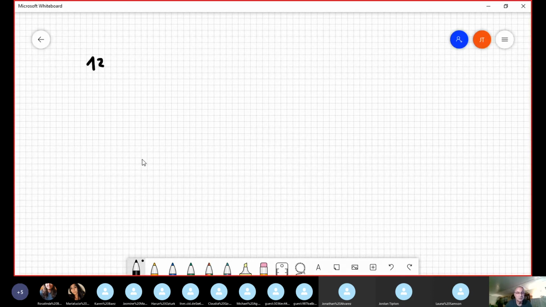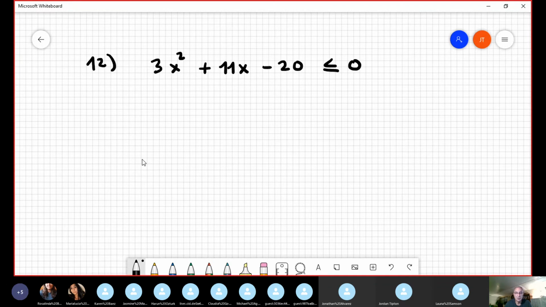Question 12 is 3x squared plus 11x minus 20. Whoa, what the hell is that? This again is an inequality, a polynomial inequality. On the left-hand side you have a polynomial. The right-hand side is 0. Good. I like 0. 0 on the right-hand side. The thing you should do is factorization of this polynomial.